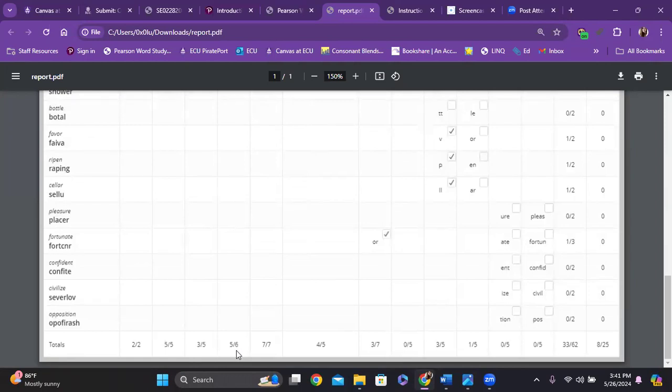I was incorrect. This is correct. This is correct how I did it. These ones are all correct how I did it. They're all the same scores. 4, 5, 3, 7, 0, 3, 1, 0, 0.